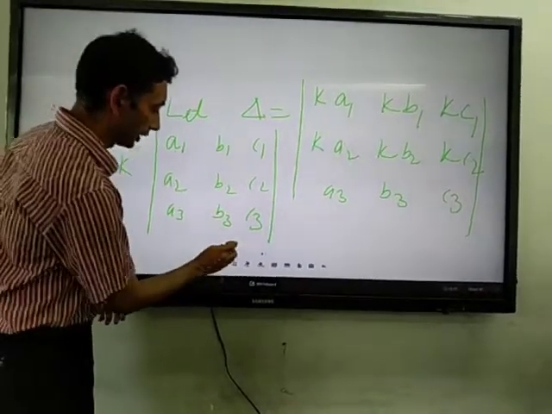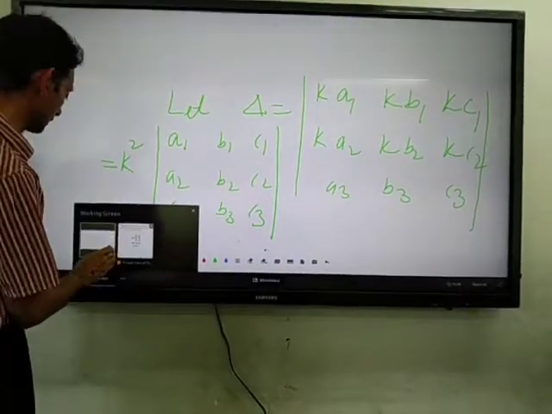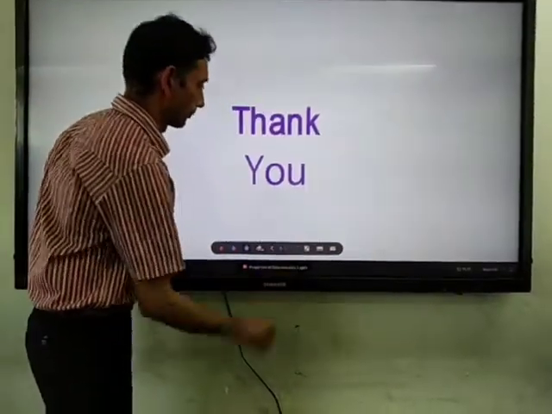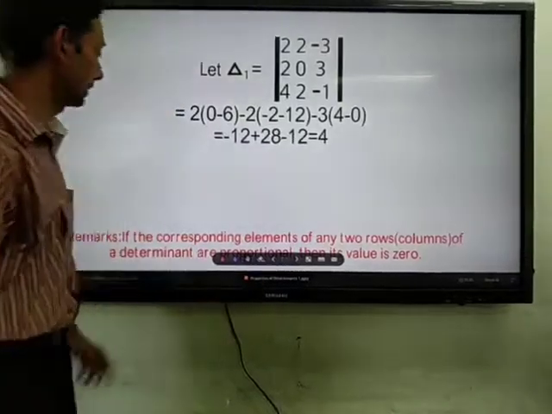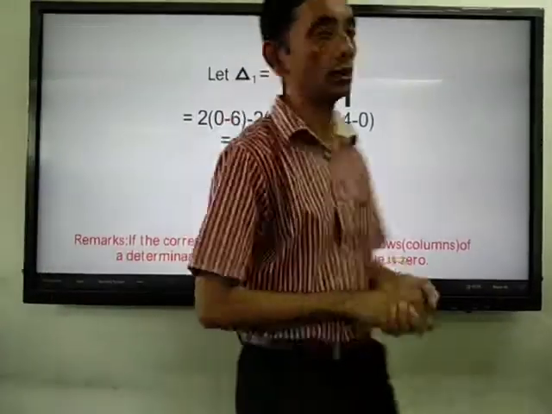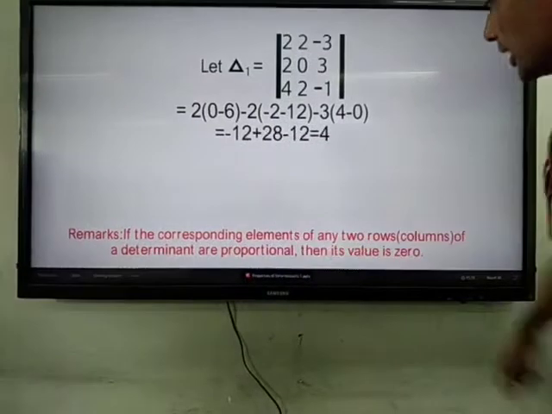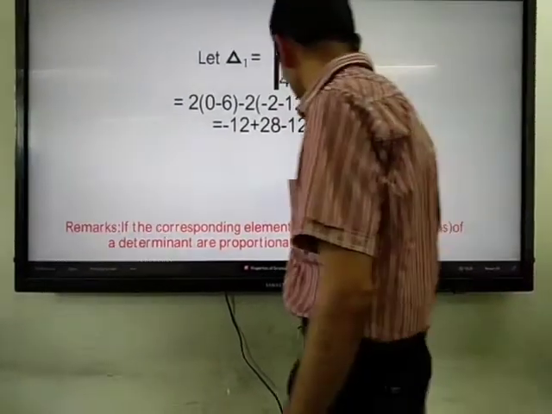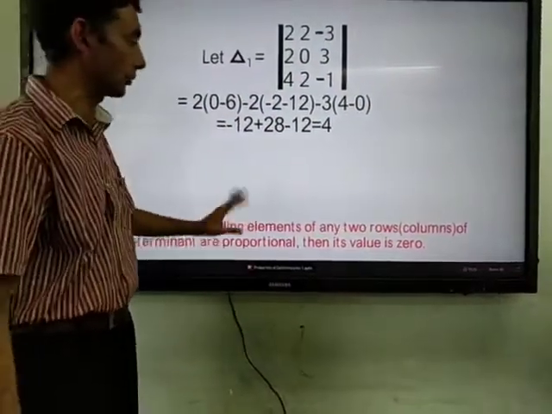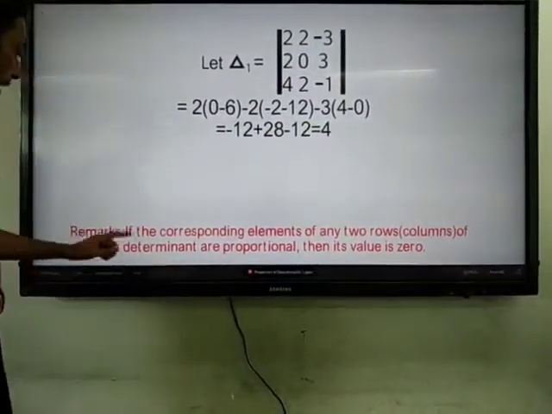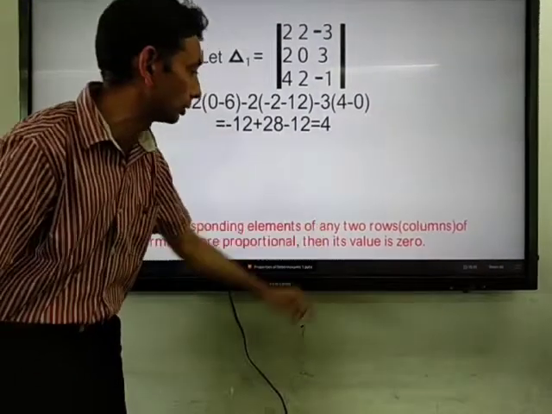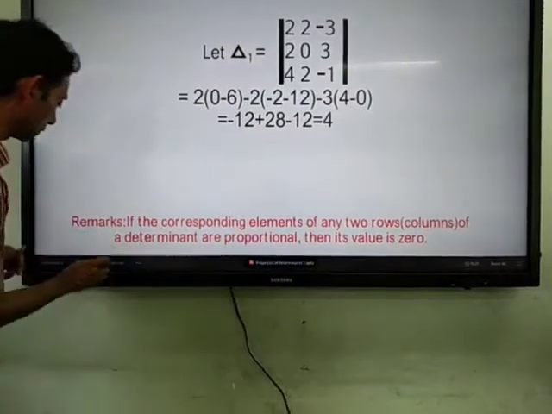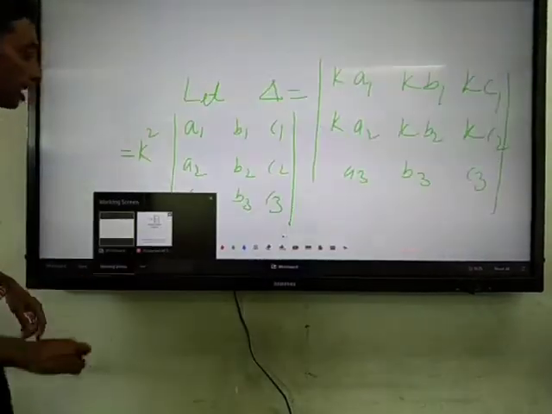Okay, so we'll move to the next slide. Here is one important remark. If the corresponding elements of any two rows of a determinant are proportional, then its value is 0. This is actually the outcome of property 4. If the corresponding elements of any two rows or columns of a determinant are proportional, then its value is 0. You can explain this one with the help of an example.